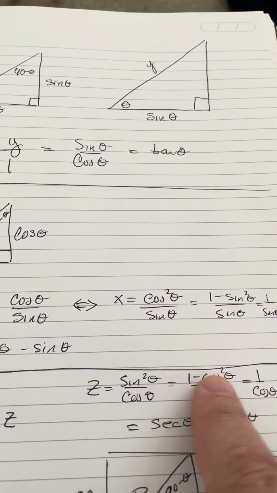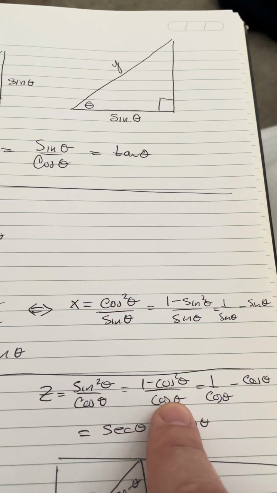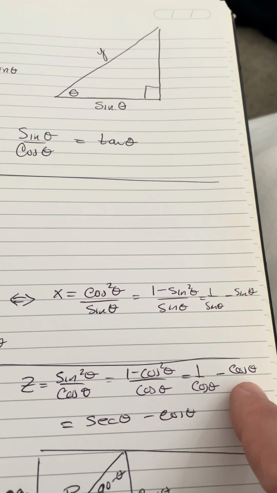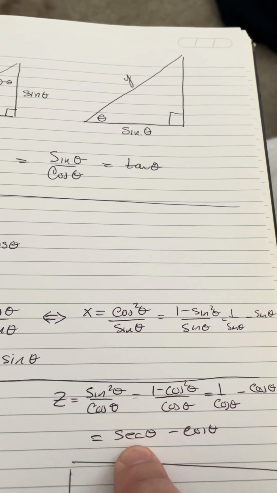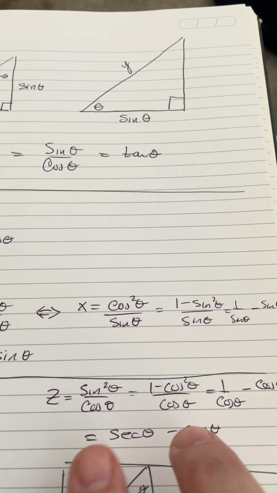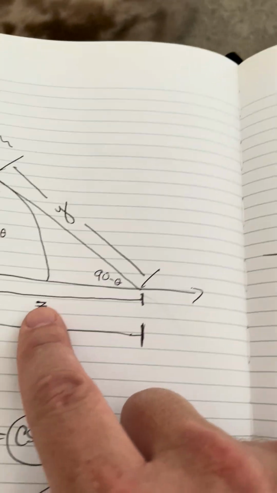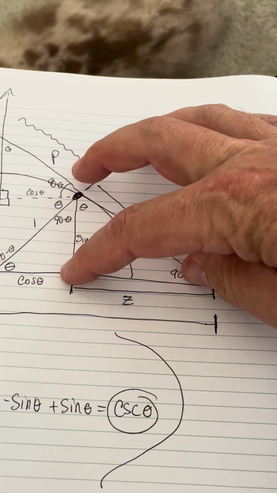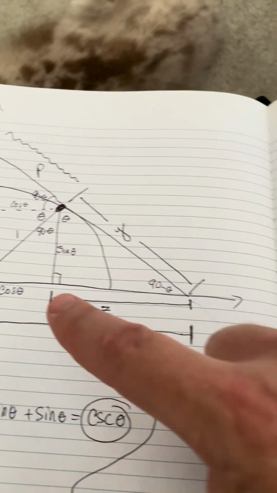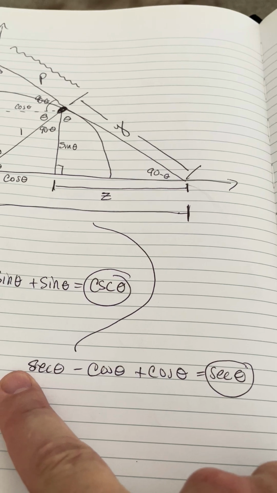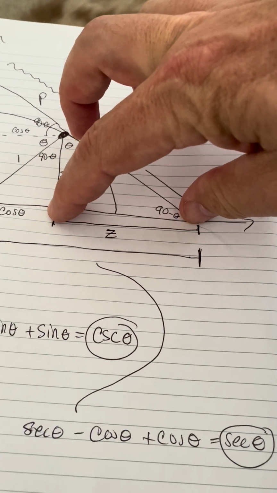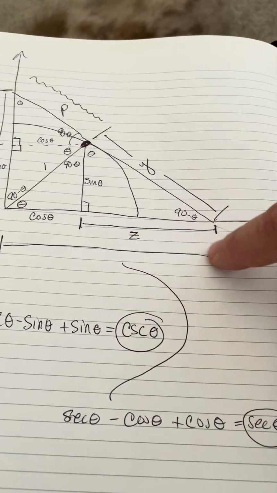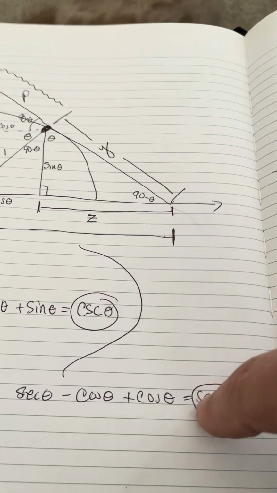I'm going to convert that to 1 minus cosine squared over cosine. That's a common denominator, so it's 1 over cosine minus cosine squared over cosine, but they reduce. 1 over cosine is secant theta, and then the cosine is there. So that is the length of z. To get the total length, I have to take this portion and add cosine to it. Secant minus cosine, which is the length of that piece, plus cosine. Well, those just eliminate each other. So we find out that this whole side is the secant of theta.